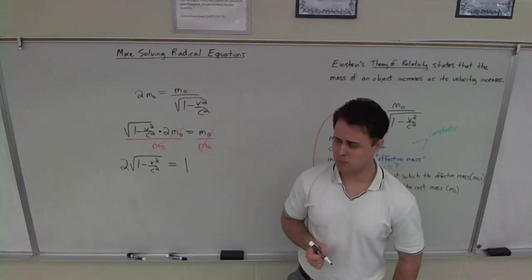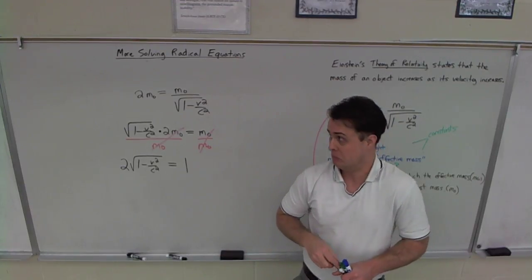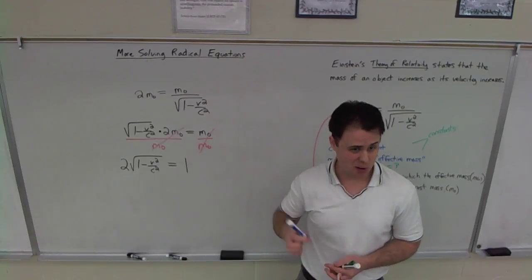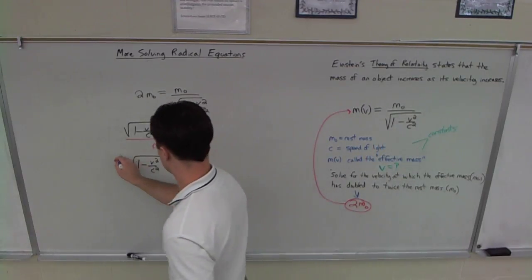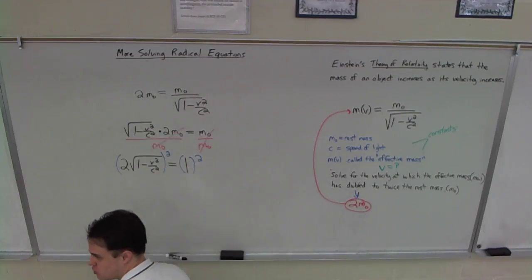Now, maybe I should divide by 2. I think we've got a choice. Do you want to divide by 2 or do you want to do what Richard said and square it? Didn't we just square it when we saw that problem a second ago? I think so. Let's just square it. And 1 squared is pretty harmless. It's just 1.